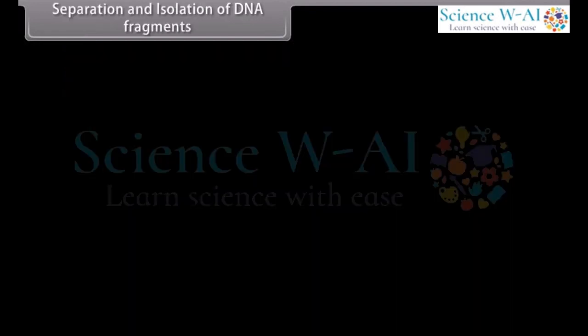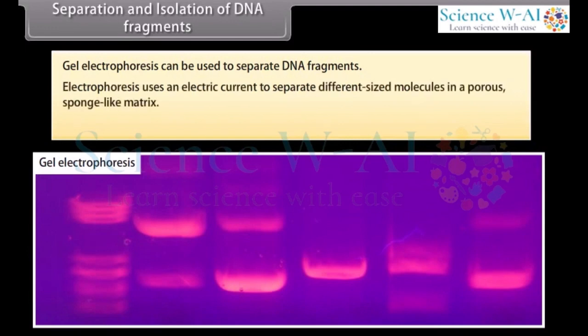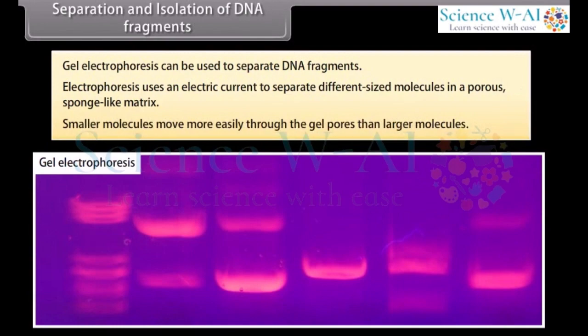Separation and isolation of DNA fragments. Gel electrophoresis can be used to separate DNA fragments. Electrophoresis uses an electric current to separate different sized molecules in a porous, sponge-like matrix. Smaller molecules move more easily through the gel pores than larger molecules.